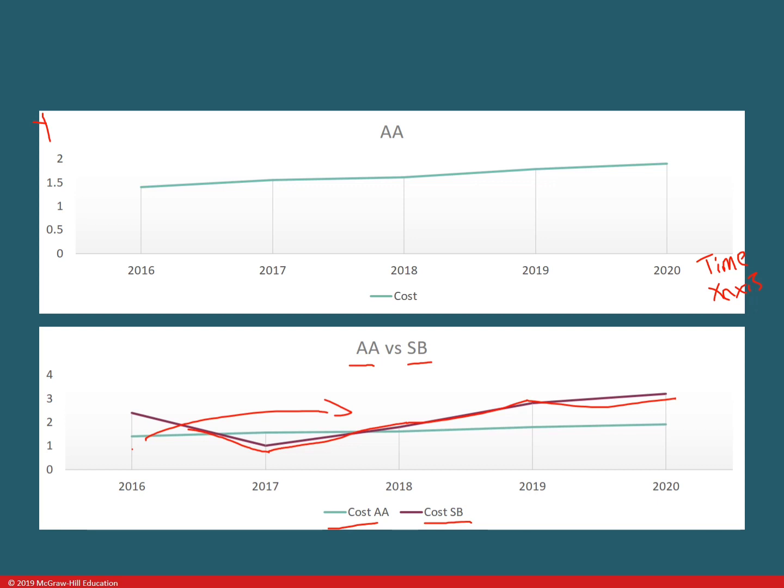So it is possible to compare in a time series graph, unlike a pie chart, right? In a pie chart, it's a little harder to compare, but in a time series, you can.